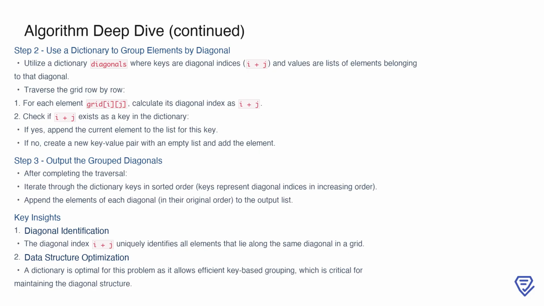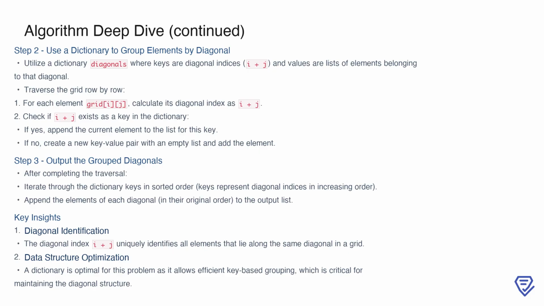For each element at position i, j, we calculate its diagonal index as i plus j. If this index is already a key in the dictionary, we simply append the element to the corresponding list. Otherwise, we create a new entry in the dictionary with this index as the key and initialize it with the current element. Once we've completed the traversal, we can generate the output by iterating through the dictionary keys in sorted order.